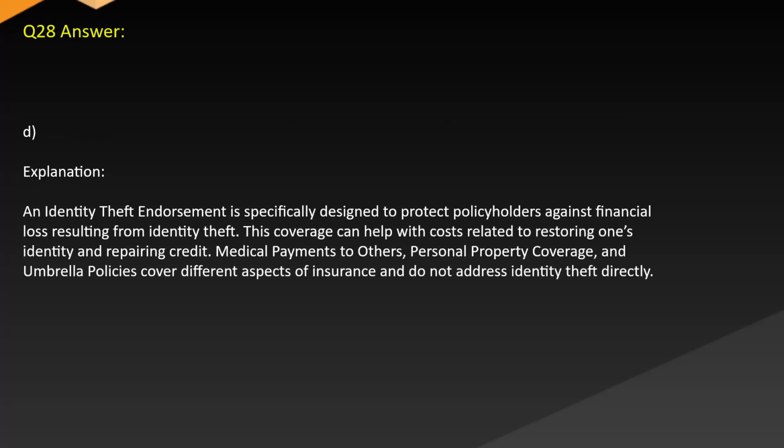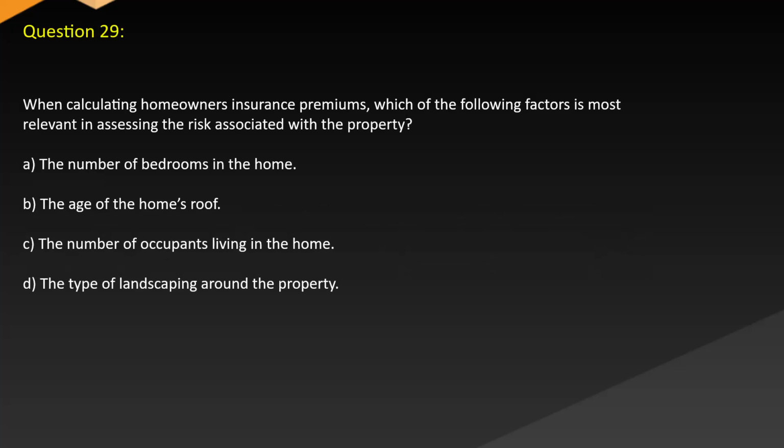Answer: D. Explanation. An identity theft endorsement is specifically designed to protect policyholders against financial loss resulting from identity theft. This coverage can help with costs related to restoring one's identity and repairing credit. Medical payments to others, personal property coverage, and umbrella policies cover different aspects of insurance and do not address identity theft directly.